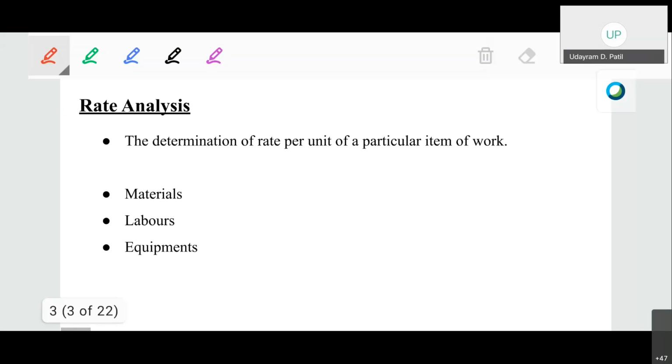Okay, so for the construction of every item of work, or for the completion of every item of work, we will need mainly three elements, or three things. First will be the material.